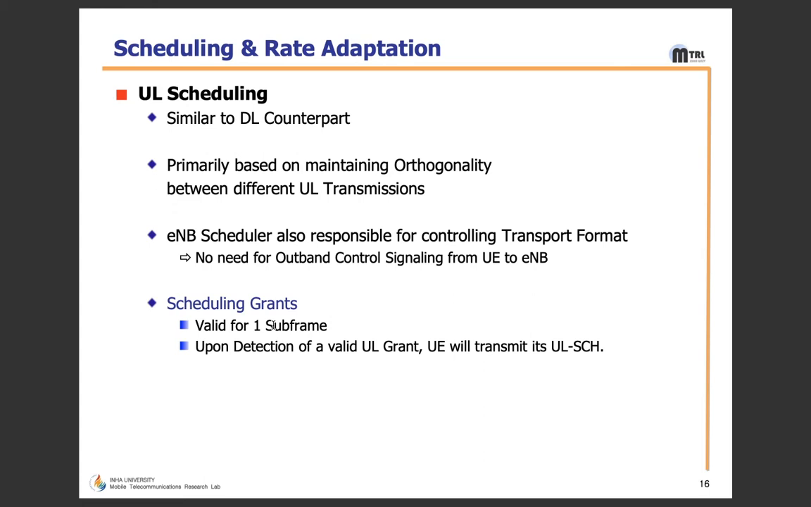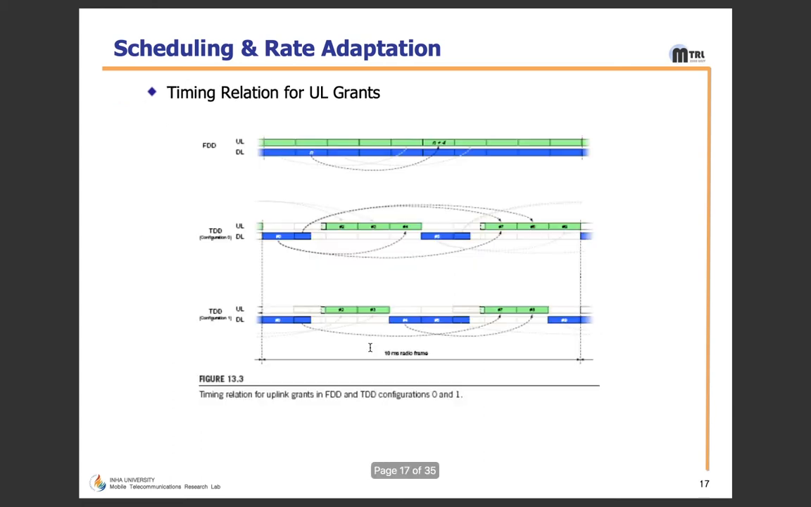If the terminal is to transmit simultaneously on multiple component carriers, multiple scheduling grants are needed. Upon detection of a valid UL grant, the terminal will transmit on the UL-SCH according to the information in the grant.